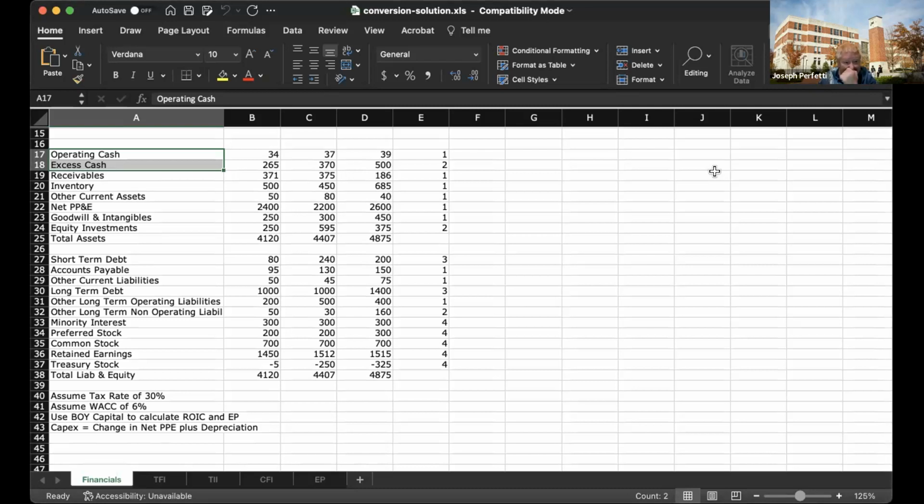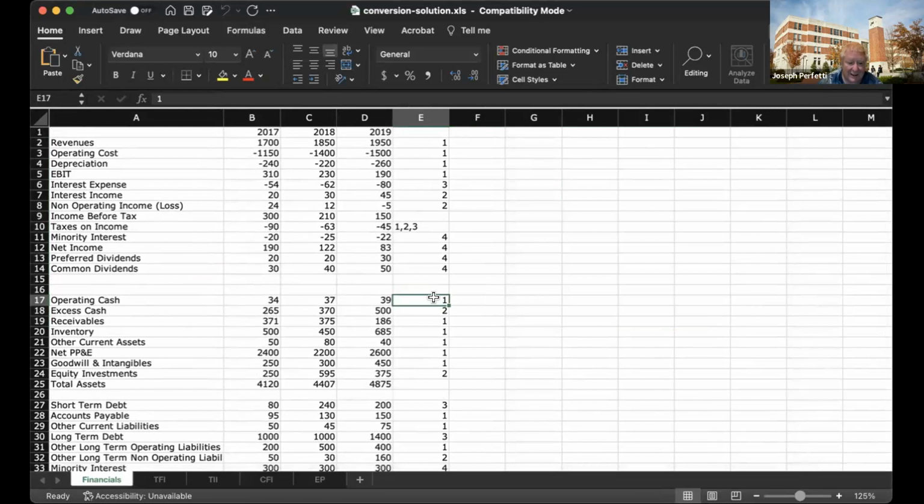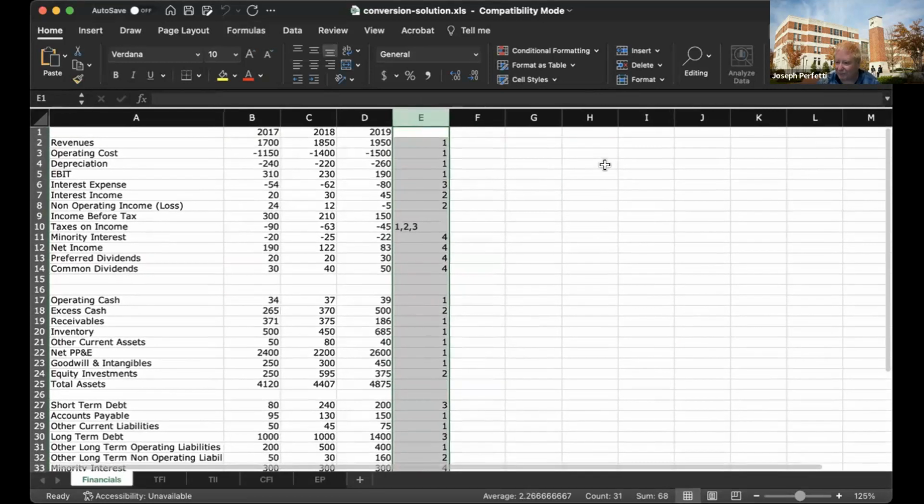For purposes of your assignment, I already broke it out. Operating cash, excess cash. Right? The other thing is, accountants don't give you this. They don't give you labels 1, 2, 3, 4s. Okay, McKinsey doesn't do that.